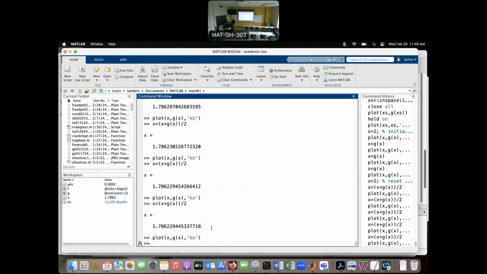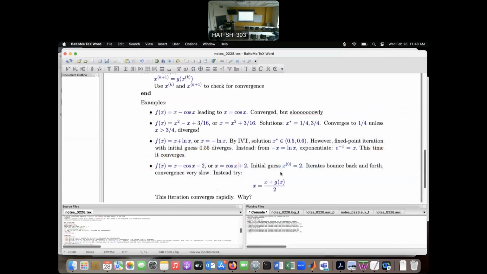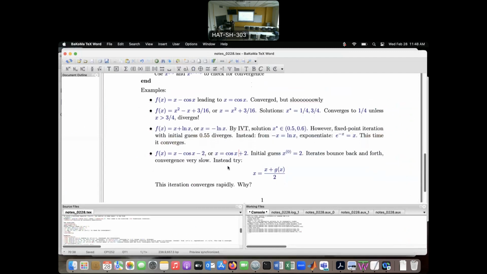But why should that one work so much more rapidly than the original? So we need to have some handle on what makes iteration converge at all, and also what determines the speed at which the iteration converges. Okay.